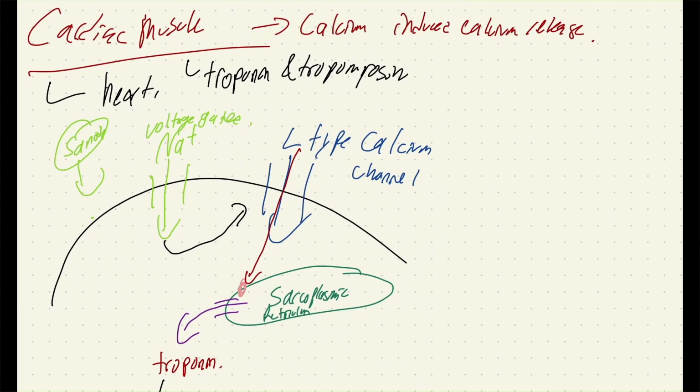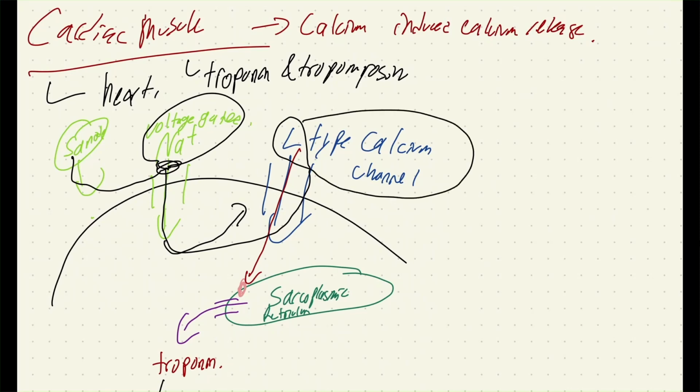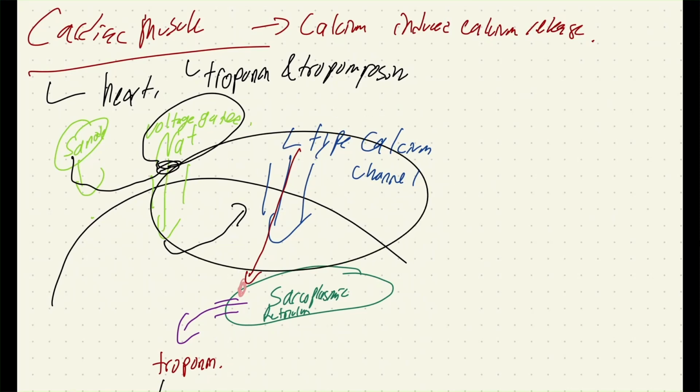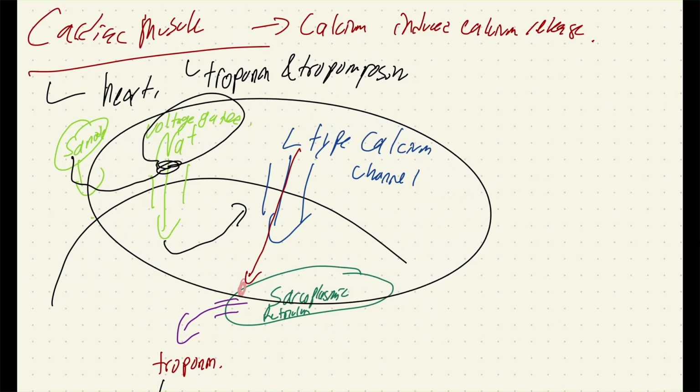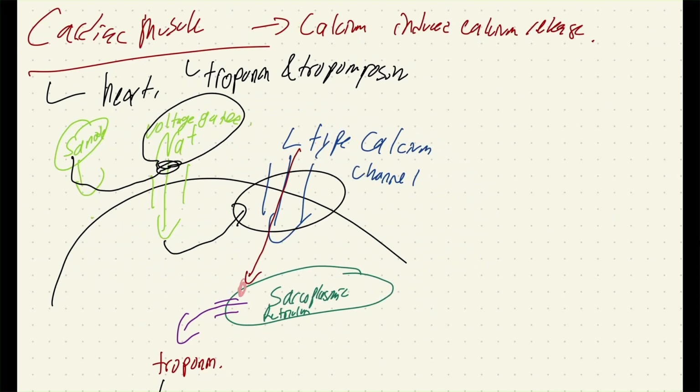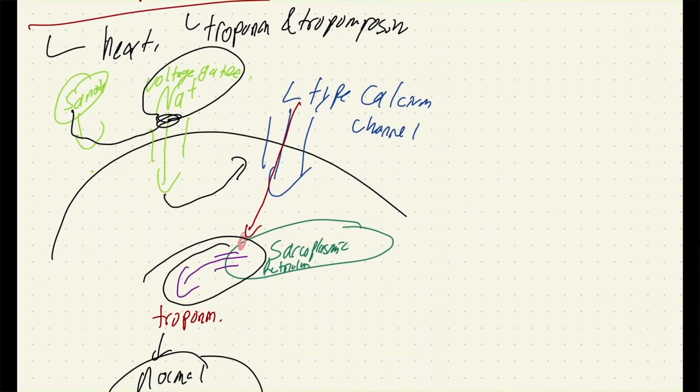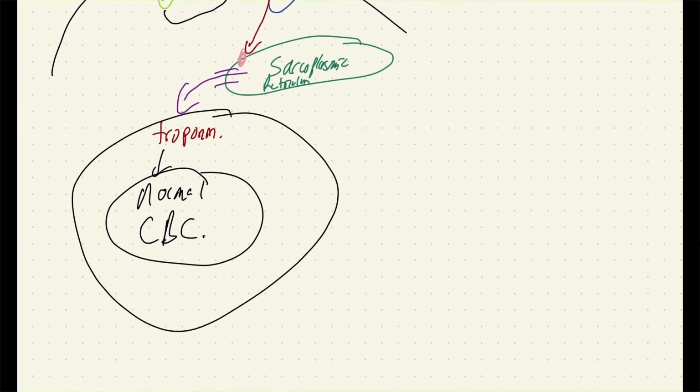Did I say sodium here? So, okay, let me restart. SA node opens a voltage gated sodium channel, which will open a L-type calcium channel, which will target the sarcoplasmic reticulum, specifically the ryanodine receptor, and then that will allow for calcium to come out, which will then allow for cross-bridge cycling.